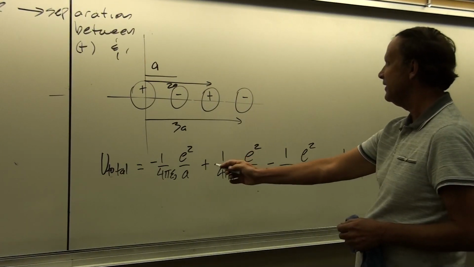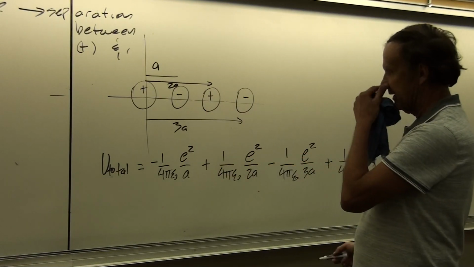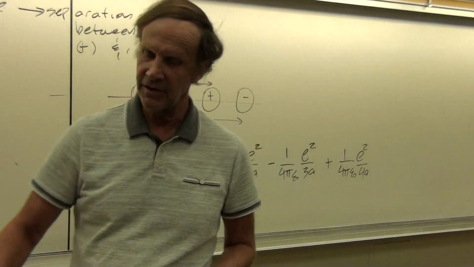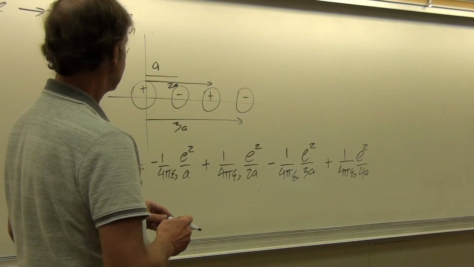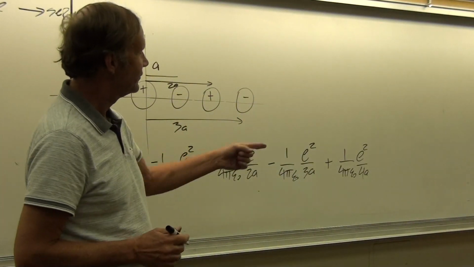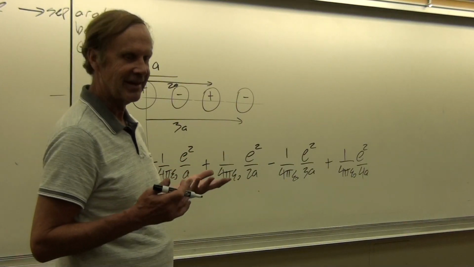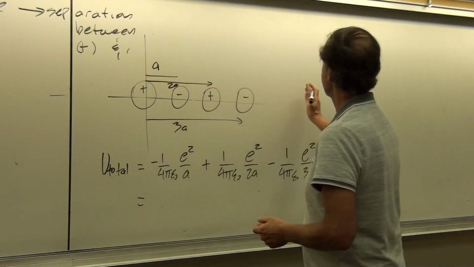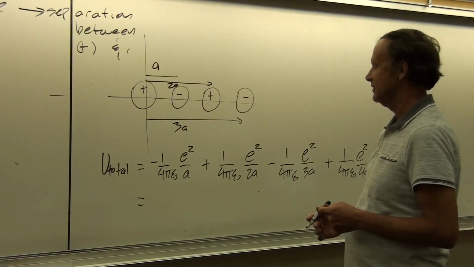So this is an alternating series of positives and negatives. But even though this is an infinite series, this converges. This is a convergent infinite series, so it doesn't add up to infinity, even though there's an infinite number of terms in an infinitely long crystal.